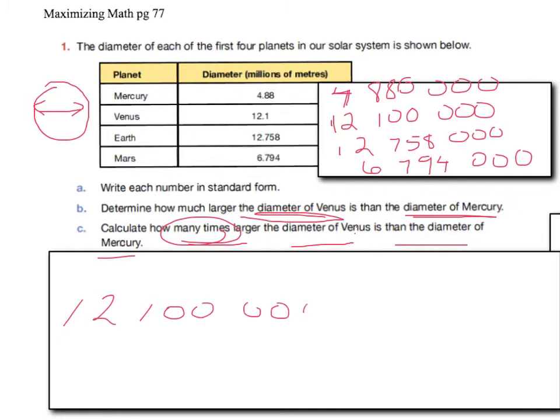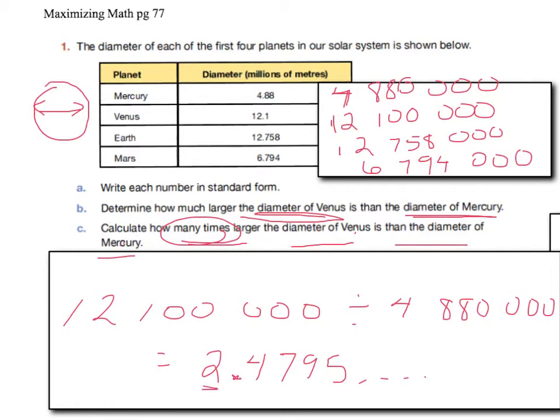12,100,000 divided by 4,880,000. All right, so we end up with 2.4795, and it continues, a big decimal number, but we know it's about 2 times larger.